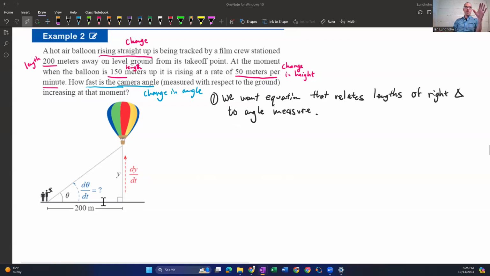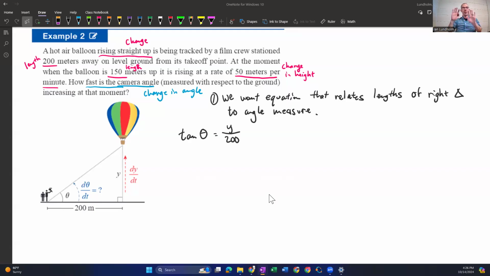And once we've made those labels, we could see that we have the adjacent leg of a right triangle, we have the opposite leg of a right triangle, and we've got an angle. And so what kind of relationship is there between an opposite and adjacent? Let's use a tangent. So, the tangent of theta is equal to the opposite over the adjacent. In this case, the opposite leg is y, and the adjacent leg is 200 meters. I'm going to leave it like that.